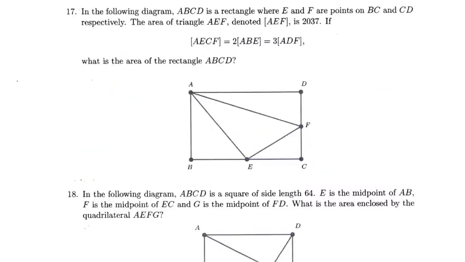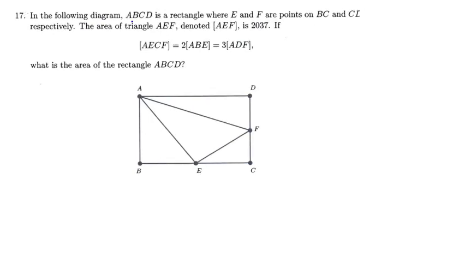SMO 2020 Junior Section First Round, problem number 17. In the following diagram, ABCD is a rectangle where E and F are points on BC and CD respectively. The area of triangle AEF, denoted by this, is 2037. The area of AECF is twice ABE, and it's 3 ADF. So if I call this one 2x, it will be 6x. So here it will be 3x, and AECF will be 6x.